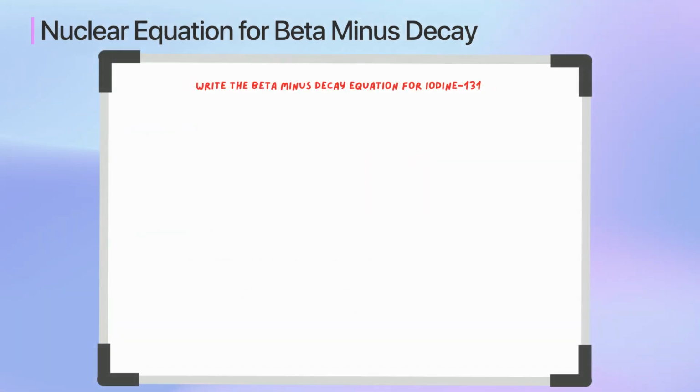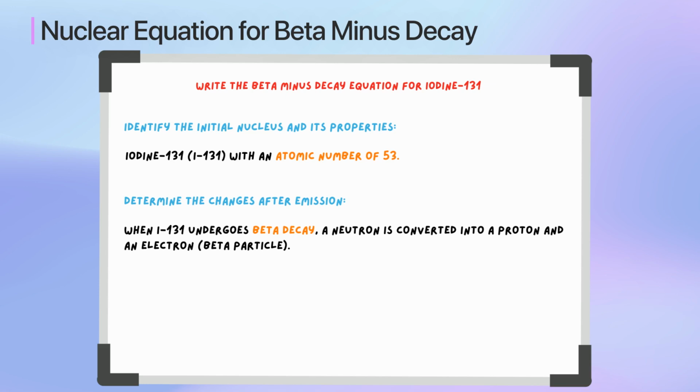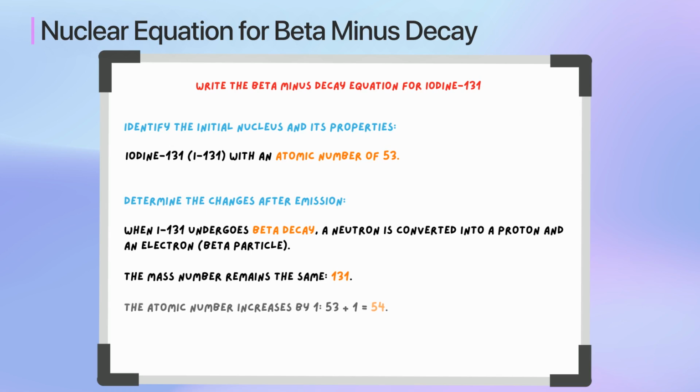Let's try our final problem. We need to write the beta minus decay equation for iodine-131. As previously, we first identify the initial nucleus and its properties, which is iodine-131, with an atomic number of 53. Next, we determine the changes after emission. When iodine-131 undergoes beta minus decay, a neutron is converted into a proton and an electron, the beta particle. Therefore, the mass number remains the same at 131, but the atomic number increases by 1 from 53 to 54.